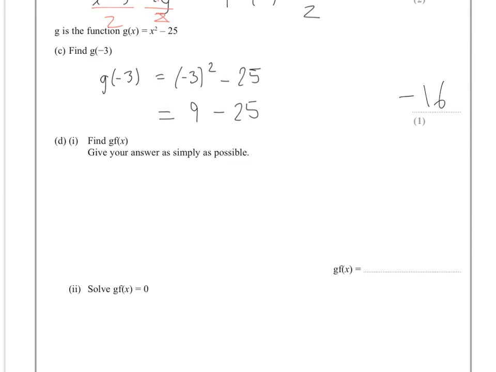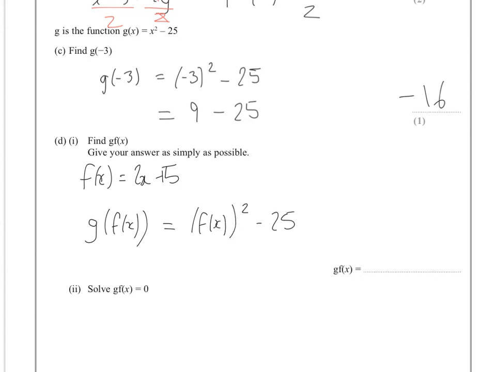Minus 16. Find gf of x. Let me just note down f of x again. f of x equals 2x plus 5 from earlier on. So this time I'm replacing where I see an x in the function g of x with f of x. So my function g of x is going to become f of x squared minus 25. f of x we know is 2x plus 5.